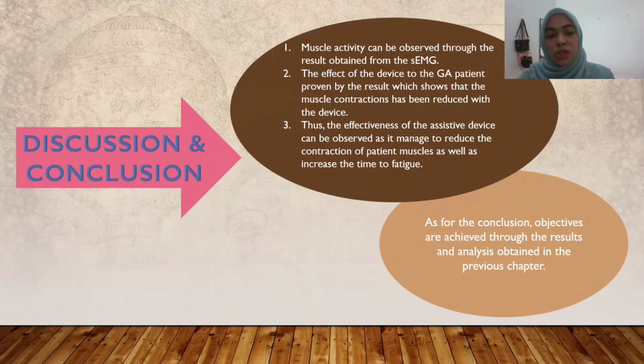Without any hesitation, we proceed with the discussion and conclusion. The discussion observes muscle activity through the results obtained from the SEMG. And the second is the effect of the device on the gait abnormality patient, which has been proven by the result, which shows that the muscle contraction has been reduced with the device. And the last is that the effectiveness of the assistive device can be observed as it managed to reduce the contraction of patients' muscles as well as increase the time to fatigue. As for the conclusions, objectives are achieved through the results and analysis obtained in the previous slide.